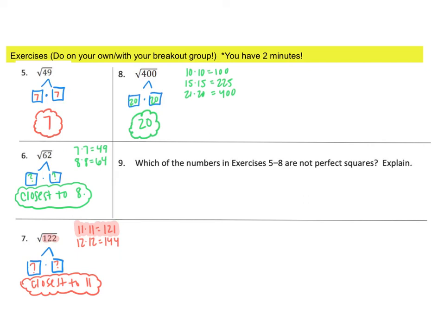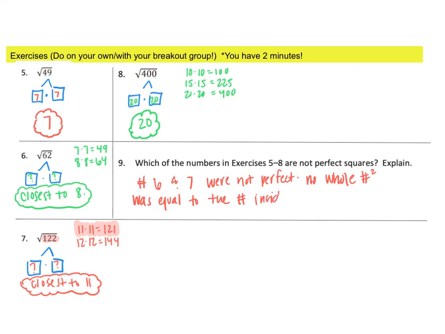Last question asks you which of the numbers in exercises 5 through 8 are not perfect squares. Number 6 and 7 were not perfect. No whole number squared was equal to the number inside the radical. All right, make sure you have this down. We're going to move forward.